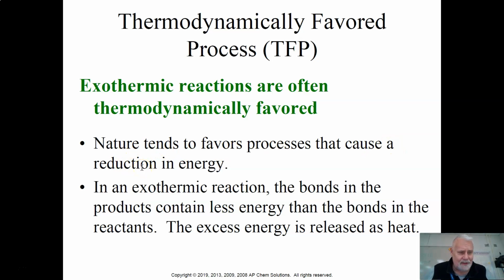There's another one you can use with your parents. Hey, nature tends to favor low energy, man. I know I sure feel like that at the end of the week here. So exothermic reaction, the bonds of the products contain less energy, and that's usually favored in nature. Okay?